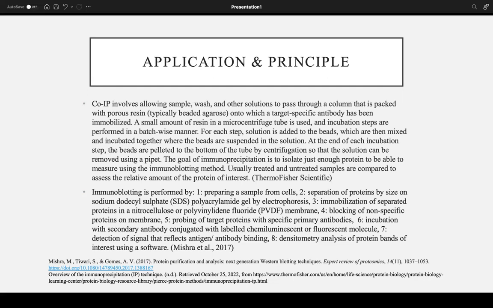A bit more on immunoblotting: it is performed by preparing a sample from cells, separation of proteins by size on the SDS, or sodium dodecyl sulfate, polyacrylamide gel by electrophoresis, immobilization of separated proteins in a nitrocellulose or polyvinylidene fluoride, or PVDF, membrane, blocking of nonspecific proteins on the membrane, probing of target proteins with specific primary antibodies, incubation with secondary antibody conjugated with a labeled chemiluminescent or fluorescent molecule, detection of signal that reflects antigen or antibody binding, and densitometry analysis of protein bands of interest using software.